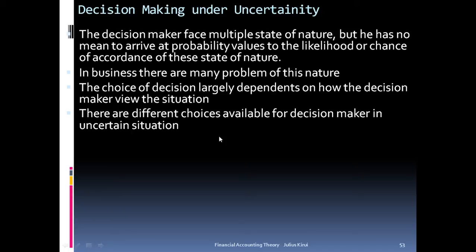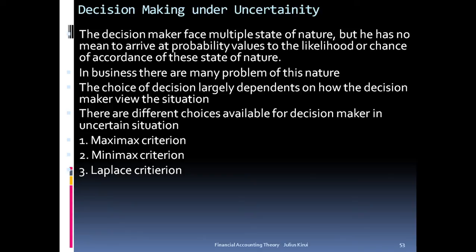There are different choices available for the decision maker in an uncertainty situation. So we have alternatives, and we have different uncertainties. In such circumstances, we have several ways of reaching a decision. One is the Maximax criterion, two is the Minimax criterion, three is the Laplace criterion, four is the Weeks alpha criterion. These are the criteria used in arriving at the best solution as far as uncertainty is concerned. So we need to apply these criteria so that we arrive at the best possible solution. These are measures that we must take in coming up with the decision. So, criteria of decisions.